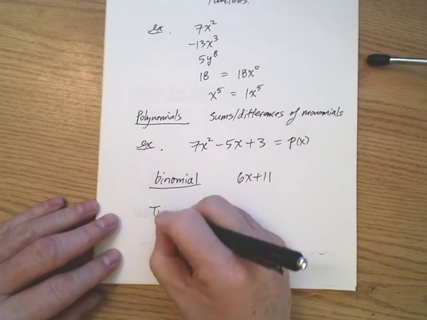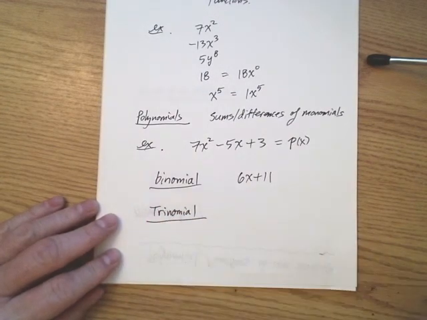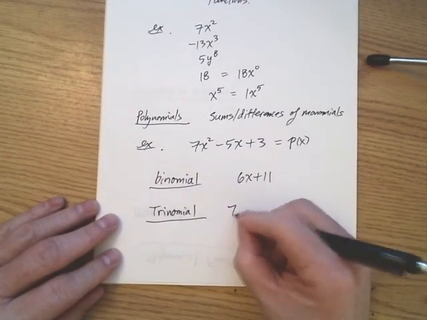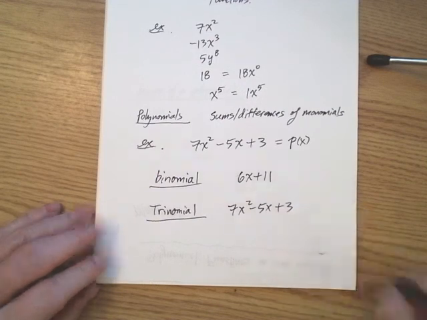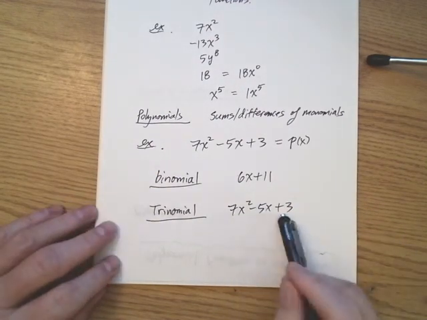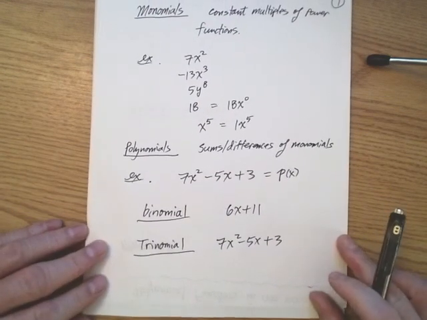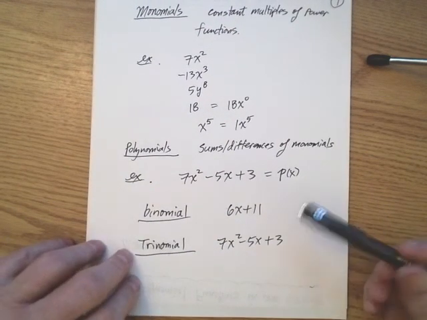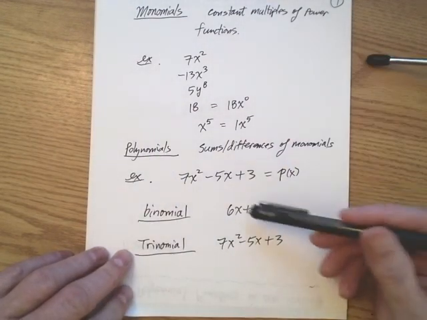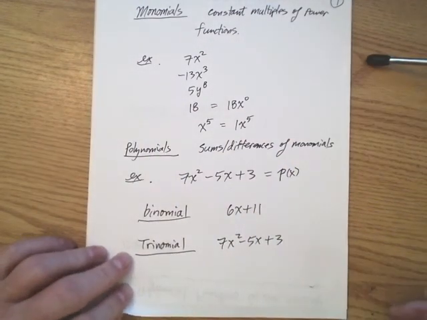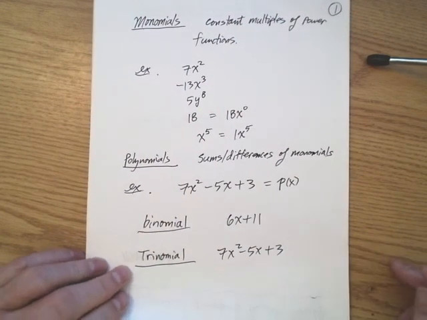What's a trinomial? Well, tri means 3, right? So this would be, for example, 7x squared minus 5x plus 3. So our p of x above, that's a trinomial. There are indeed 3 monomial terms, or we just say 3 terms. So polynomial in general just refers to monomials, binomials, trinomials, or polynomials with so many terms we don't have any special name for them.